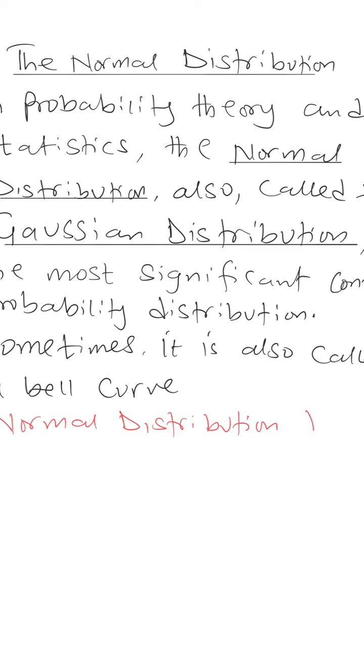So the normal distribution is defined by the probability density function for a continuous random variable in a system. So we are saying that the normal distribution is defined by the probability density function for a continuous random variable in a system. So what's the formula for the normal distribution? Normal distribution formula.